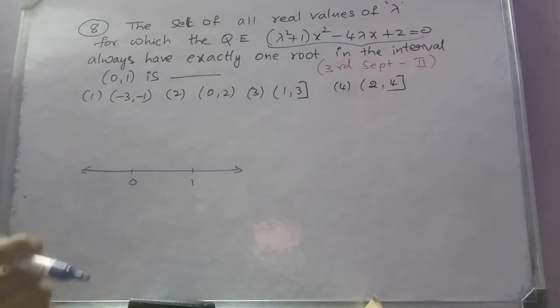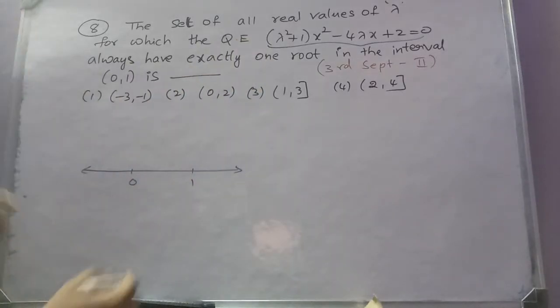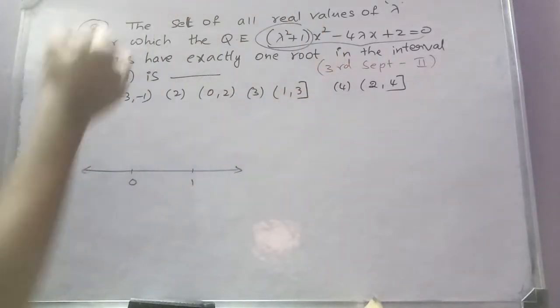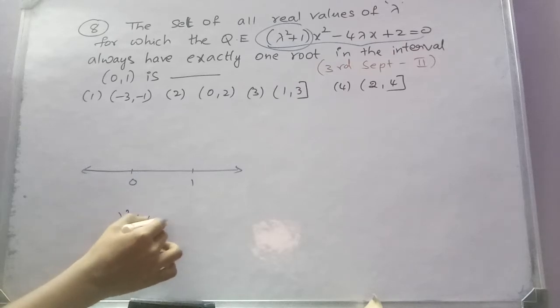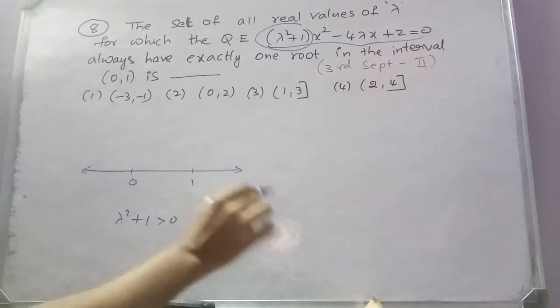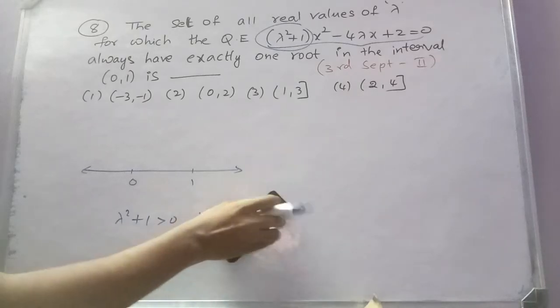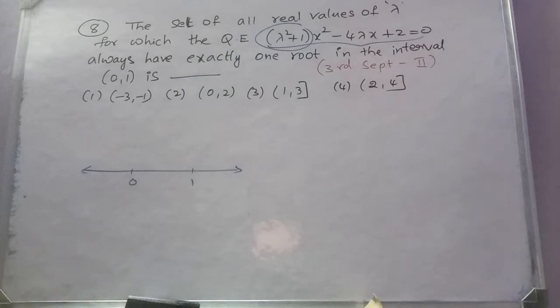And moreover, you have to ask yourself, is it an upward parabola or a downward parabola? Here we don't have two possibilities. There is only one possibility. Look at the coefficient of x square, lambda square plus 1. Do you know that lambda square plus 1 is always greater than 0 for all lambda belongs to R? That means the coefficient of x square is always positive. So here we have an upward parabola.